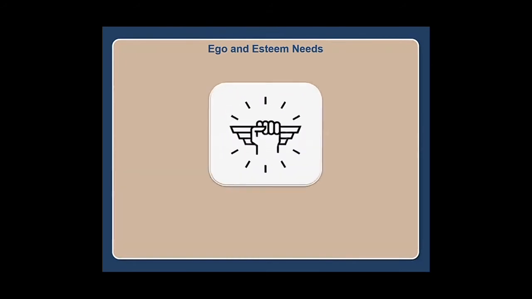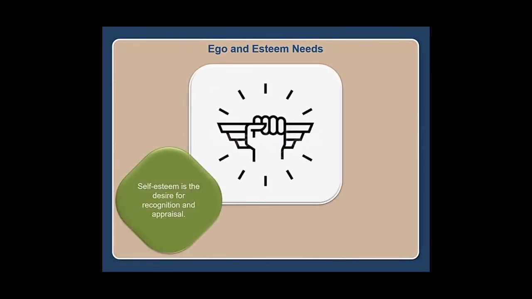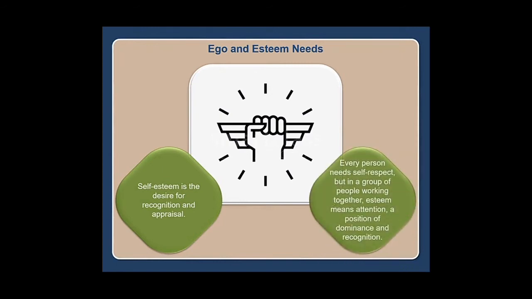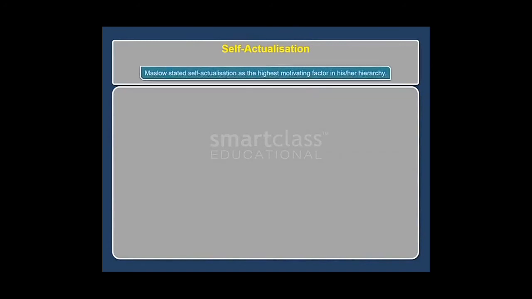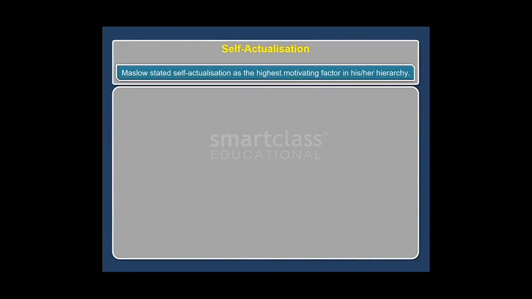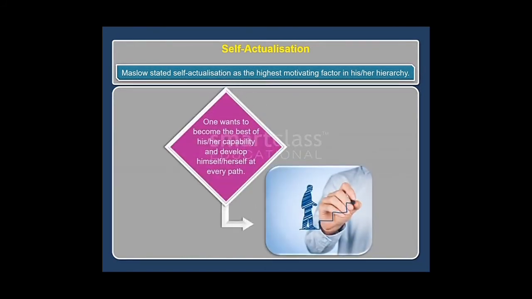Ego and esteem needs. Self-esteem is the desire for recognition and appraisal. Every person needs self-respect, but in a group of people working together, esteem means attention, a position of dominance and recognition. Self-actualization. Maslow stated self-actualization as the highest motivating factor in his hierarchy. One wants to become the best of his or her capability and develop himself or herself at every path.